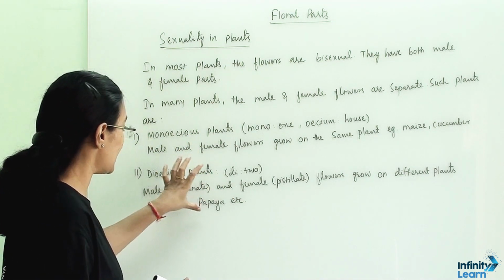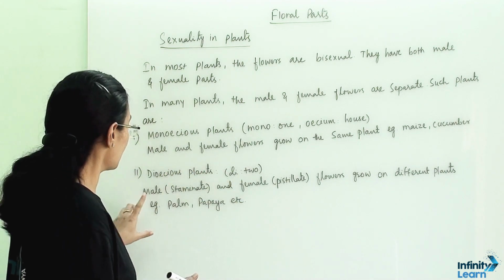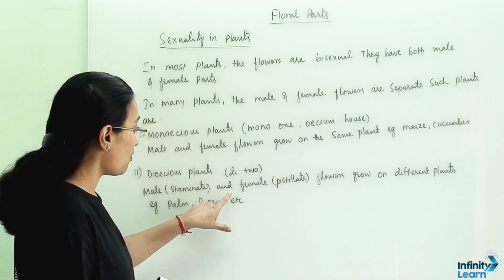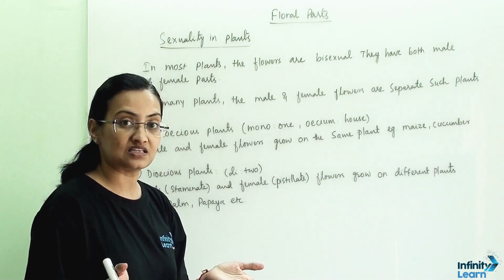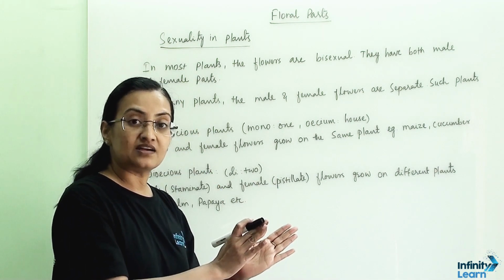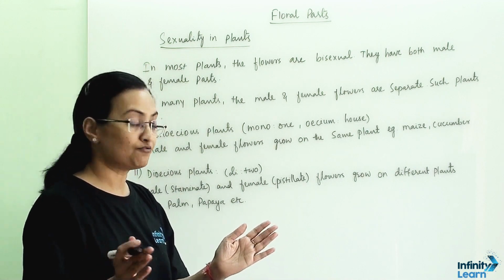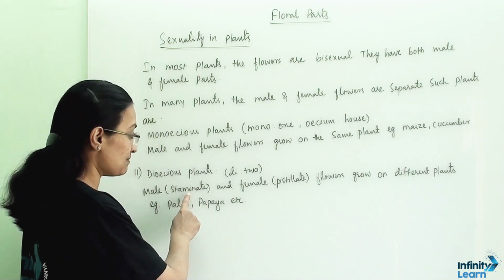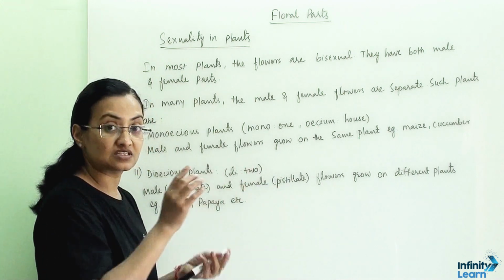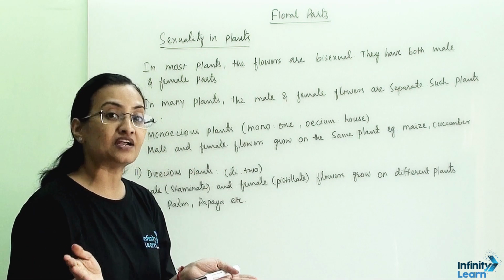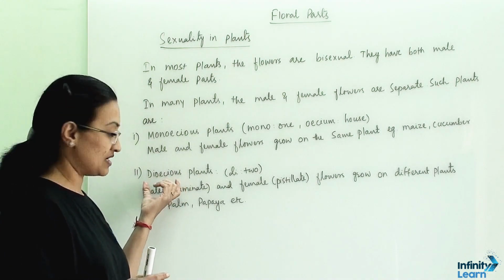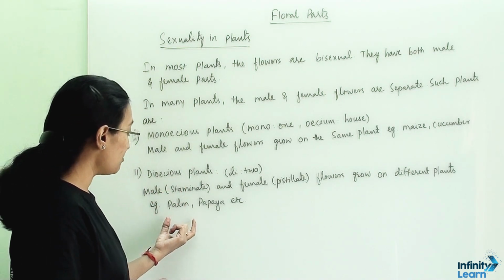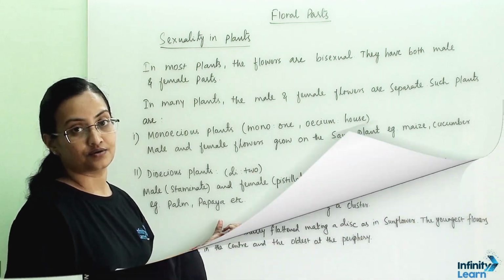In a dioecious plant, di means two. Male staminate and female pistillate flowers grow on different plants. So the female plant is different and the male plant is different. In that case, staminate and pistillate flowers grow on separate plants. Those plants are known as dioecious plants, and examples are palm, papaya, etc.